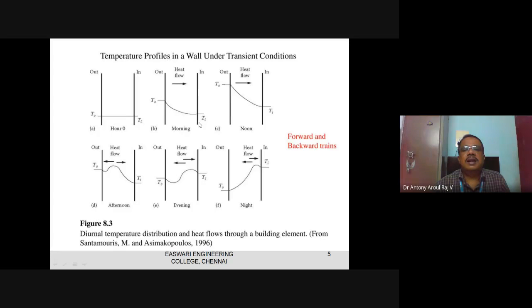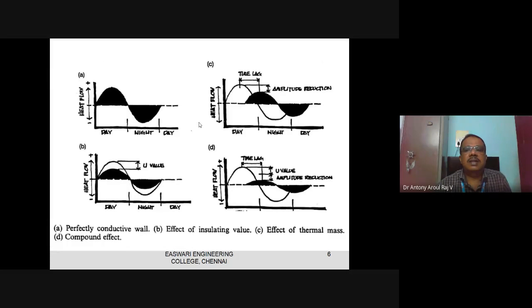And how is the wall structure affected? If it is a small mass, that means if the thickness of the wall is lesser, the amplitude reduction will be smaller, and the shift also will be smaller. If the thickness of the wall is very much higher, the amplitude reduction is higher, and the shift is also higher. So here I can see I have the heat flow.